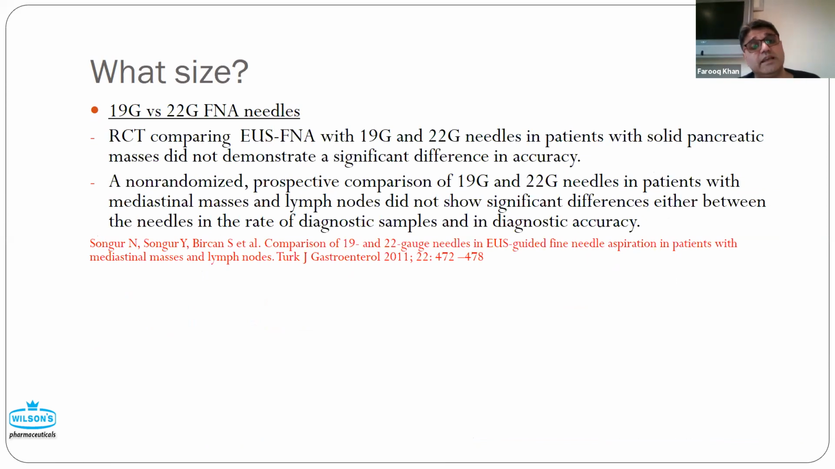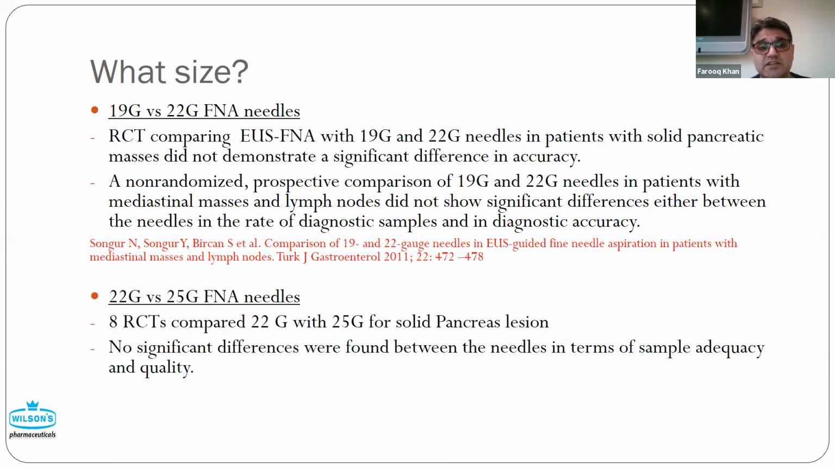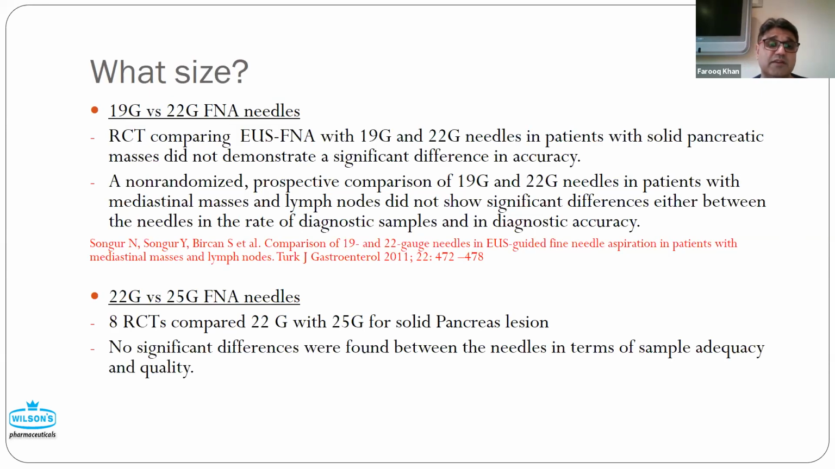Okay, but that will take us to the next point. What size, really? Does the size matter? I don't think so. The concept of using a bigger needle to get a bigger tissue sample, to get a better accuracy, hasn't really been proven in a randomized controlled trial. So a 19 gauge needle wasn't better than 22. And similarly, when you looked at 22 gauge versus 25 gauge FNA needles, not much difference has been shown.